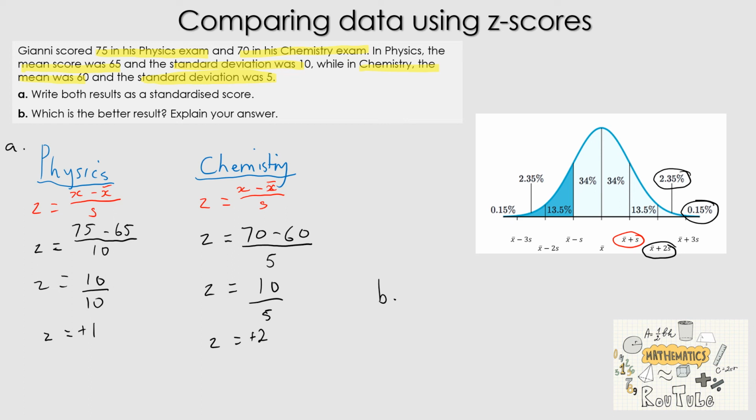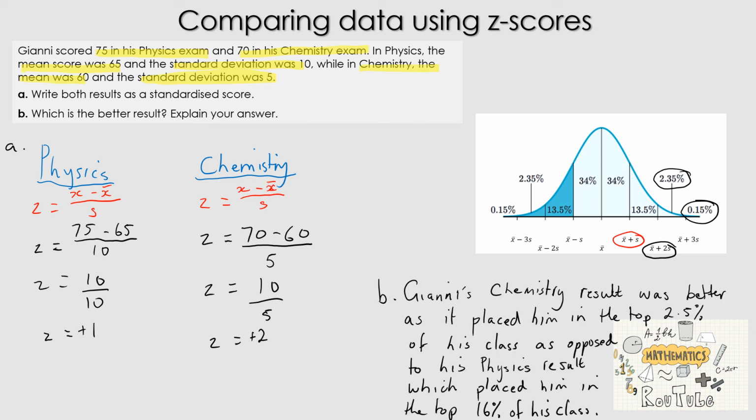Now let's come up with an answer to explain what proves that his result in chemistry was better than his result in physics. And there we have it. Gianni's chemistry result was better as it placed him in the top 2.5% of his class, as opposed to his physics result, which placed him in the top 16% of his class.